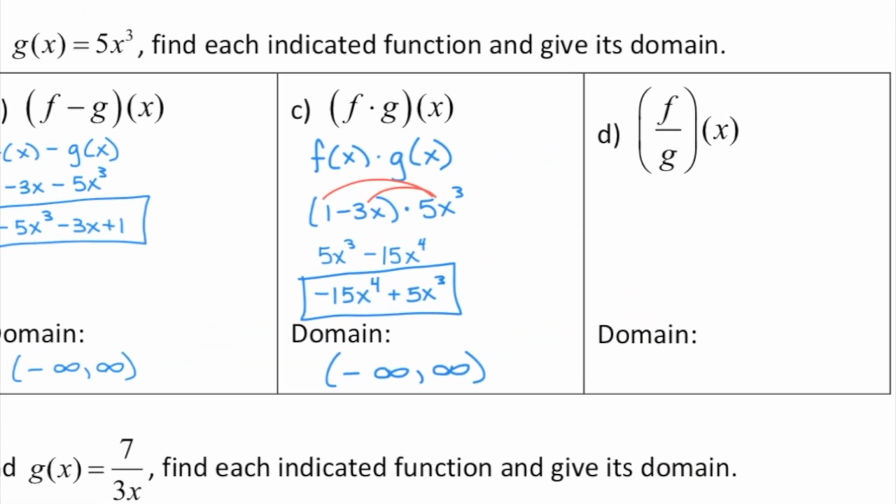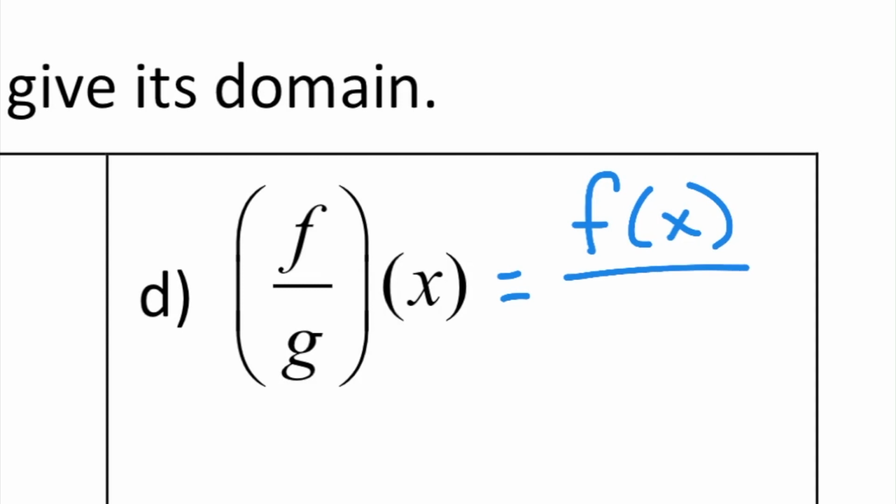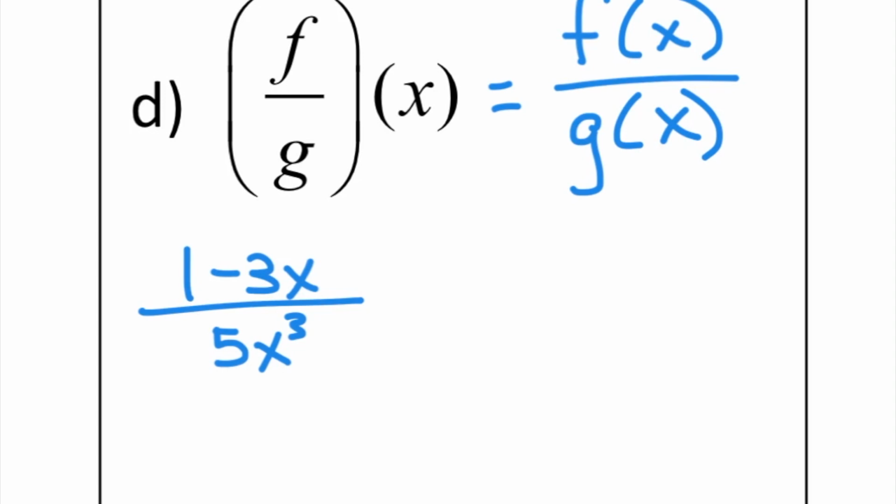And last but not least, division, which often triggers a denominator because this is going to ask us to do f of x over g of x. And so in this case, we've got 1 minus 3x all over 5x cubed.